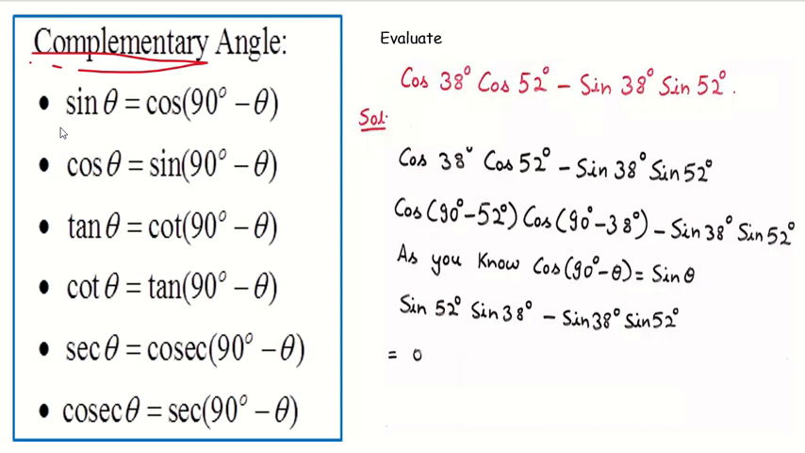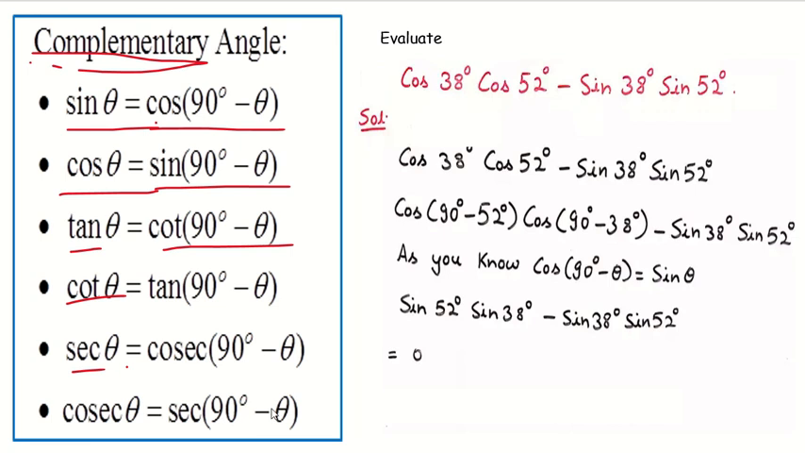If I write cos of 90 minus theta, it gives you sin theta. Same as sin of 90 minus theta gives cos theta, the opposite. Cos gives sin and sin gives cos. Same way, tan theta equals cot of 90 minus theta, and cot theta equals tan of 90 minus theta. Then secant theta equals cosecant of 90 minus theta, and cosecant theta equals secant of 90 minus theta.